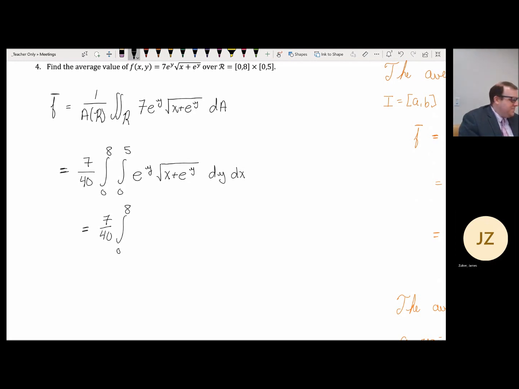The antipartial, let's say, of e to the y times the square root of x plus e to the y. Well, if you take the partial of x plus e to the y with respect to y, don't you just get e to the y? Which is what we have on the outside.